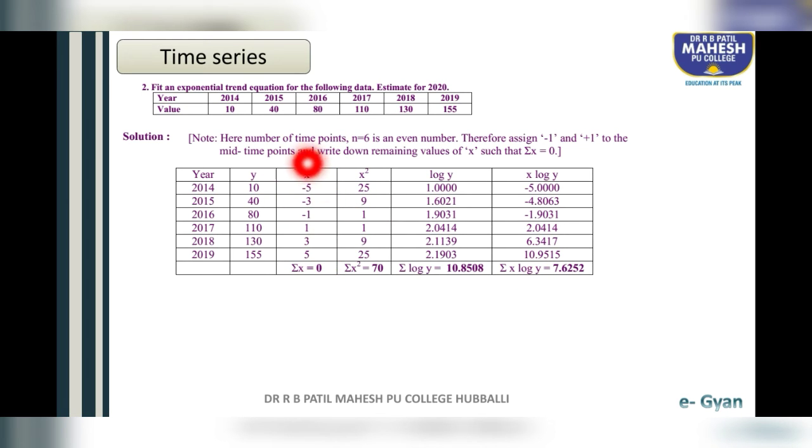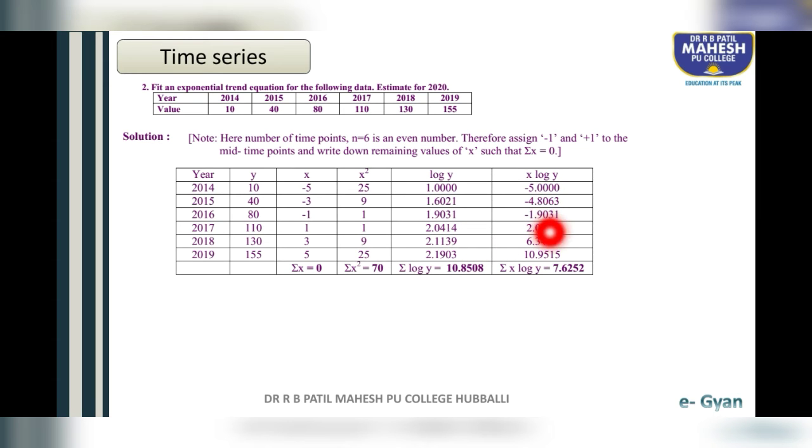Now take the summation of x. As you know, summation x is always 0. Next, add up x square. After adding these values, the summation x square total is 70. After adding the log of y values, the summation of log of y is 10.8508.